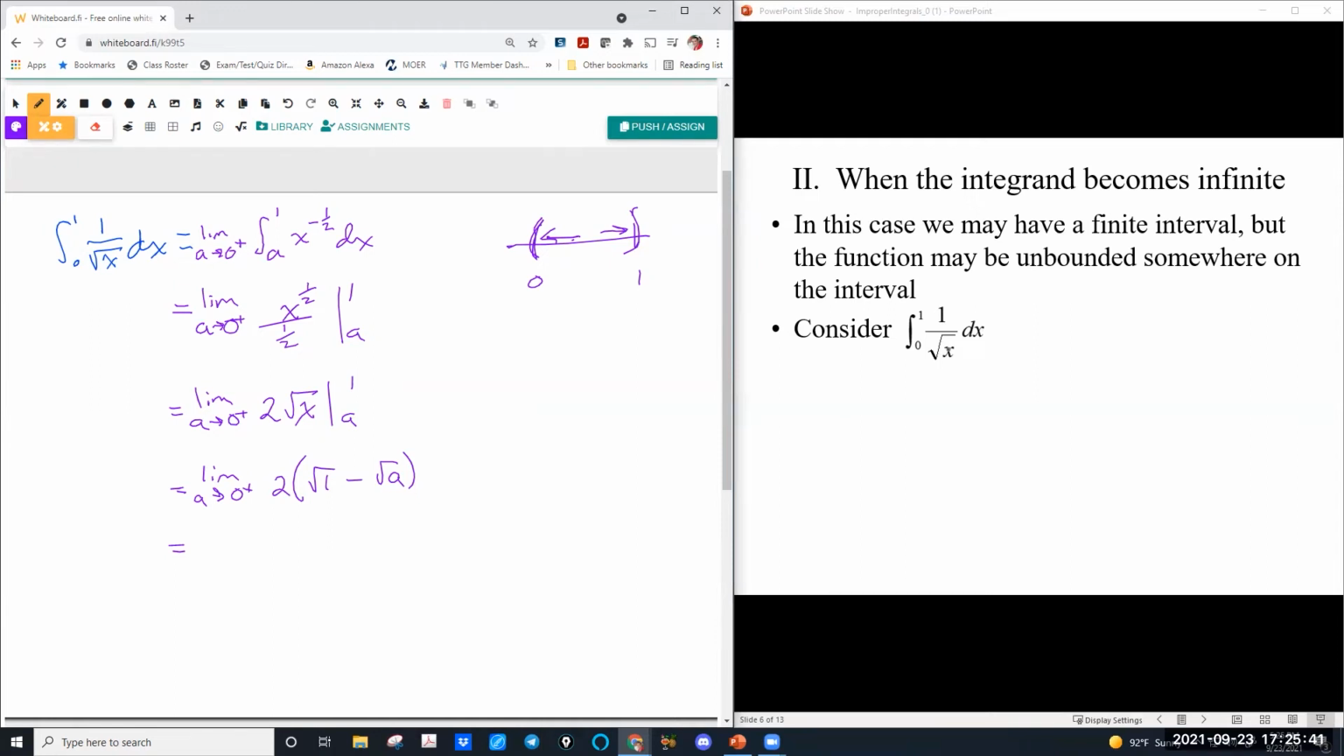So the first thing we do is plug in 0 for a. We can take the square root of 0, so let's just do that. Square root of 1 is 1 minus square root of 0. Square root of 0 is 0. So we end up with 2 times 1, or 2. And so we can say that this improper integral converges to 2.